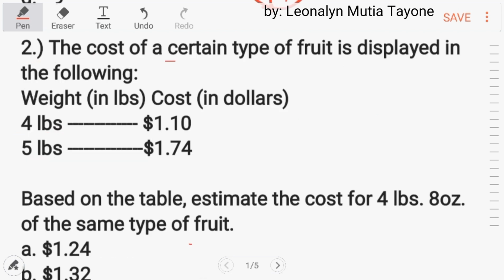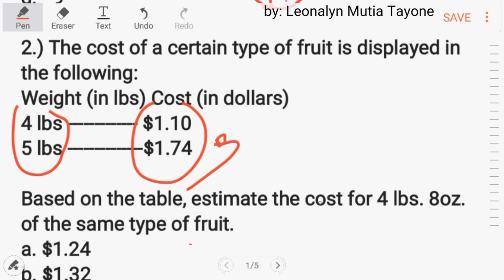Number 2. The cost of a certain type of fruit is displayed in the following table. Ito yung weight, ito naman yung cost. Pag 4 pounds, it is equal to 1.10. Pag 5, 1.74. Based on the table, estimate the cost for 4 pounds and 8 ounces of the same type of fruit. 4 pounds, so meron ka ng 1.1.